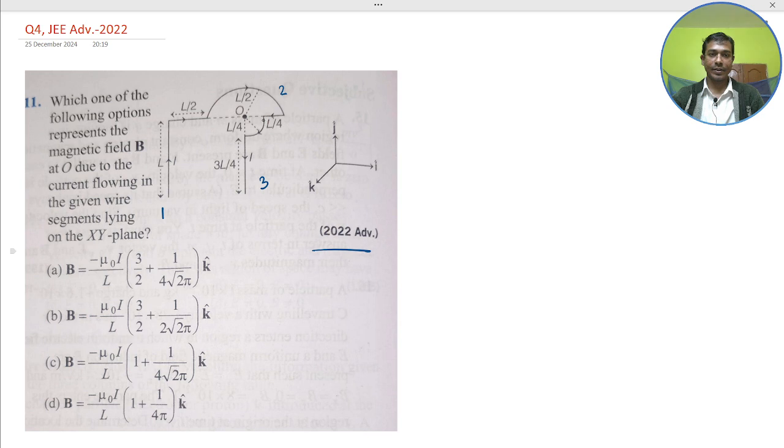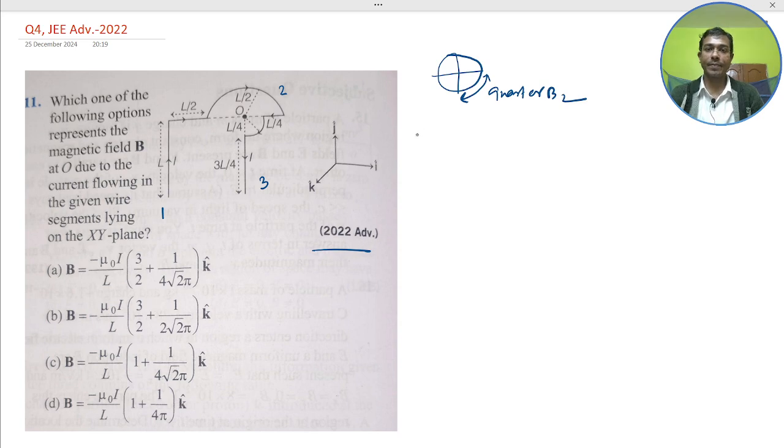Semicircular, and this is the quarter. So 1, 2, 3. These two are straight wires. This is the quarter circular. This one is given. So quarter number 2, B2.